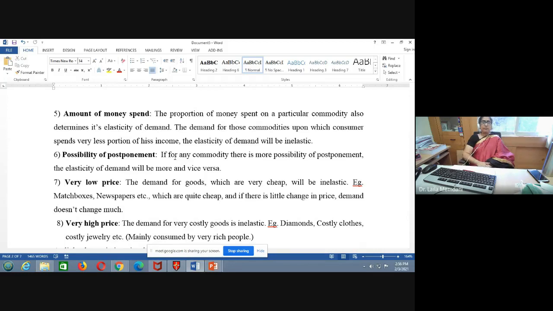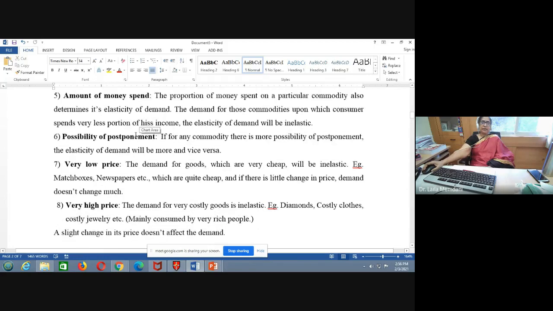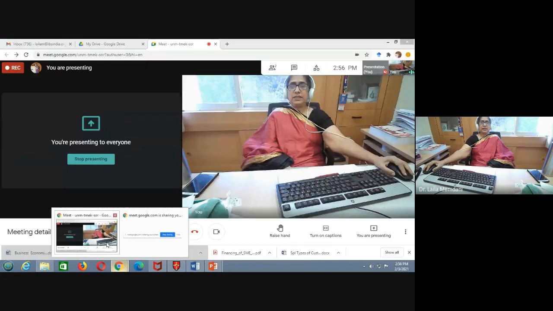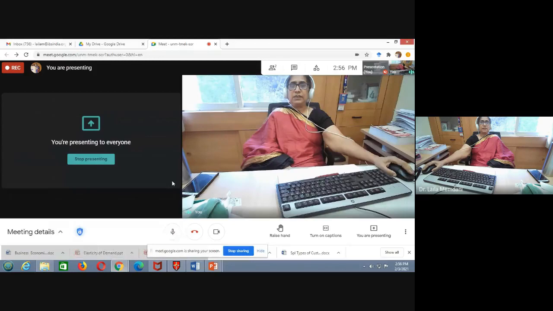Now demand is less elastic for goods which are of very low price, like I gave the example of newspapers, because it constitutes a very small percentage of your total income. And for goods which are of very high price also, demand is inelastic. Examples: diamonds, costly clothes, or luxury cars. Like if somebody is buying a car worth 1 crore, for them it doesn't matter whether the price is 1 lakh higher or less. They will buy it if they are interested in buying that car.